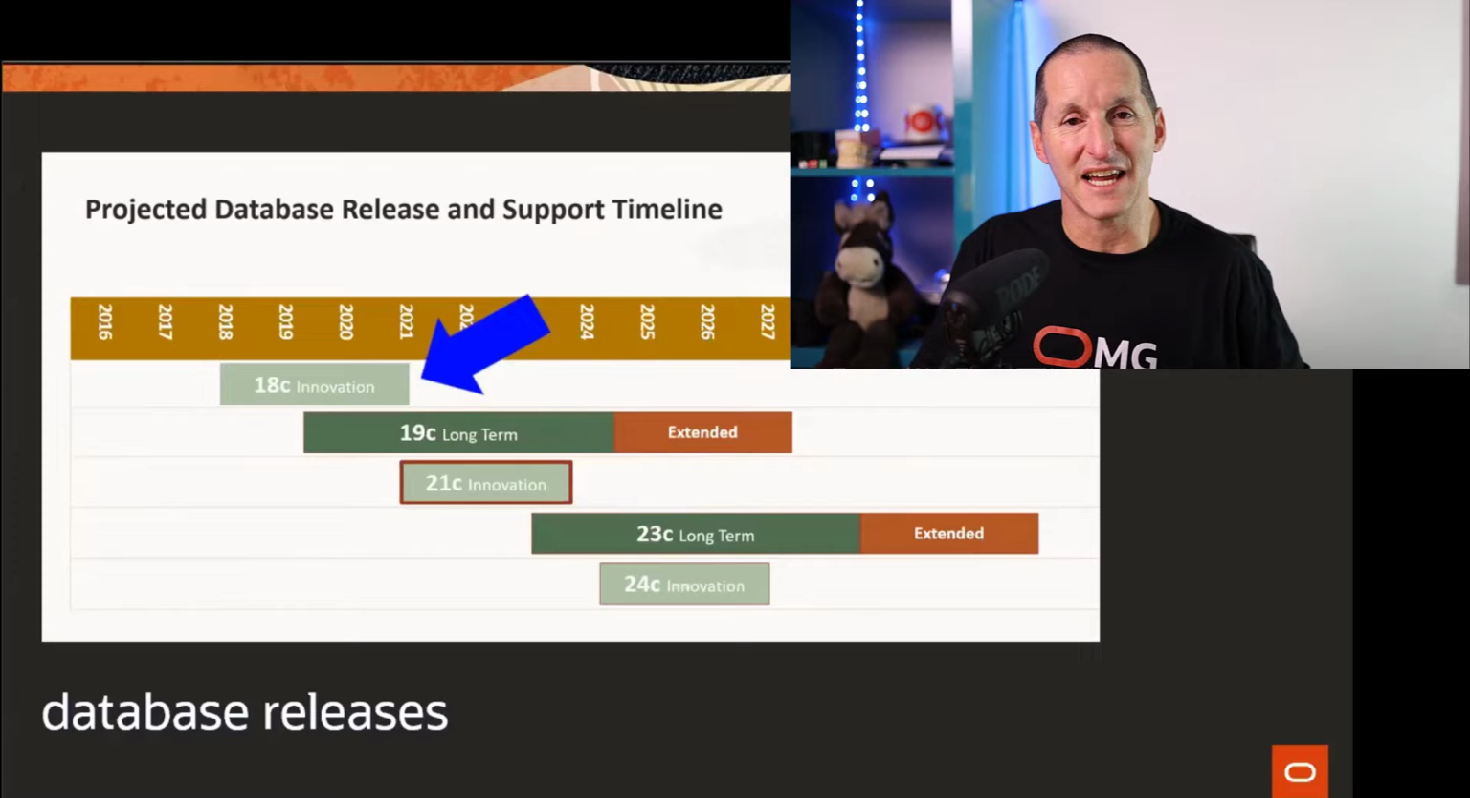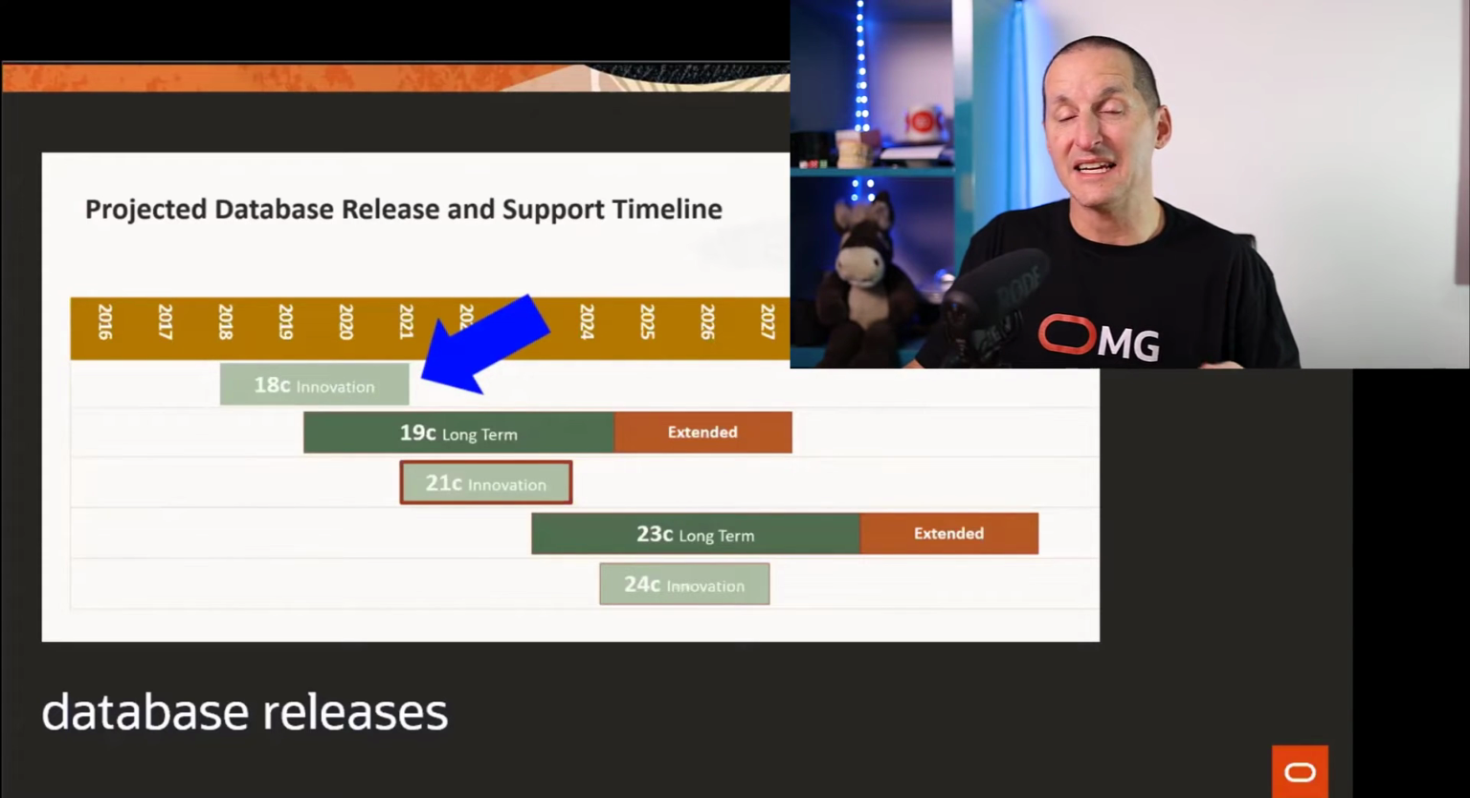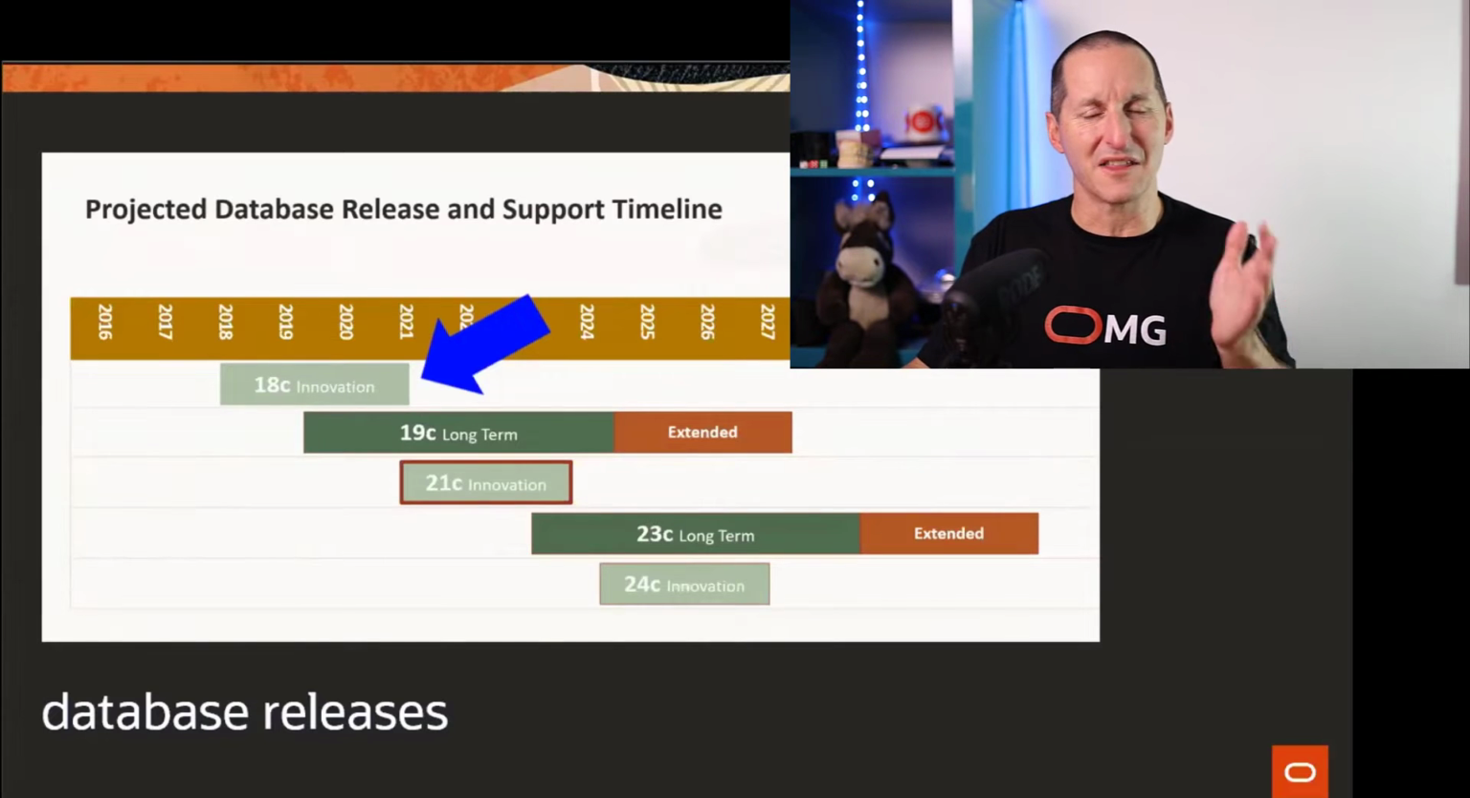Now that it's July, I want to shift the arrow a little bit. And the reason I want to shift the arrow is there's something just as equally important to talk about, and that is 18C. If you've been running 18C, its support expired at the end of June or thereabouts. It's either now or on the cusp. It's about to end support.